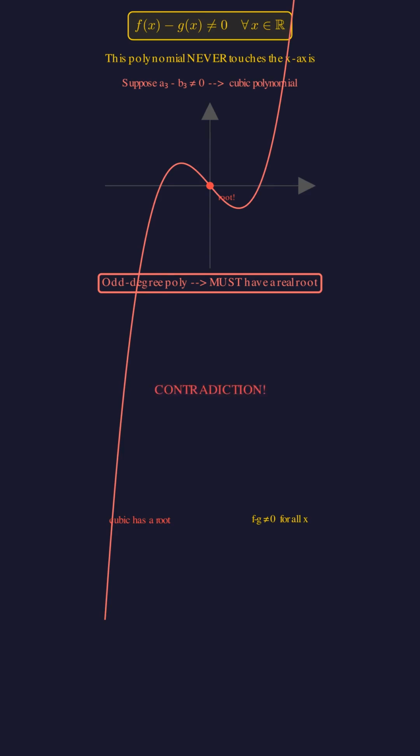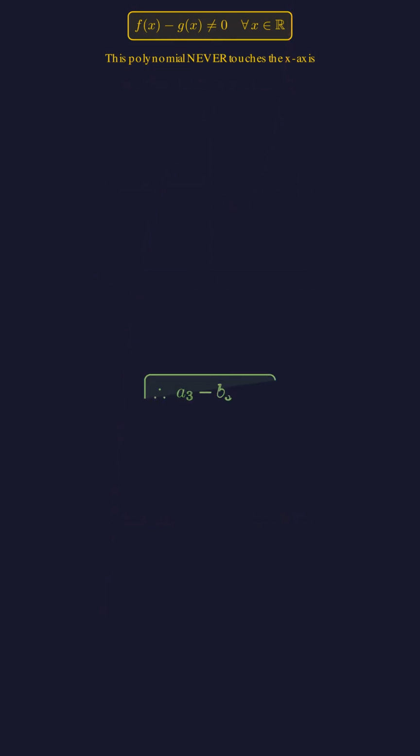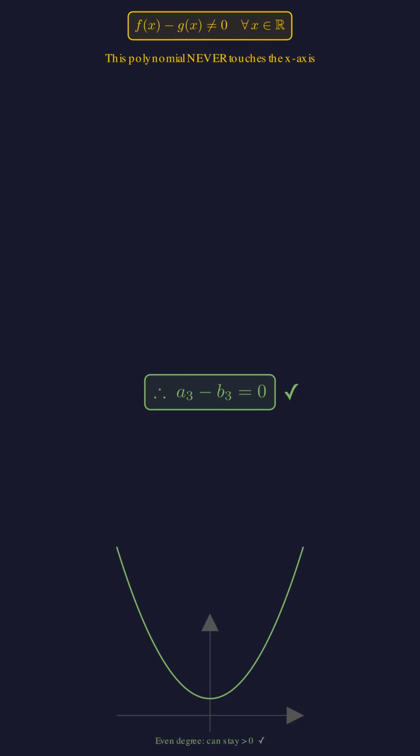And here's the fact every JEE student must know. An odd degree polynomial always crosses the x-axis. It goes from minus infinity to plus infinity, or the other way around. It must have at least one real root. So if this polynomial never equals 0, it cannot be a cubic. Therefore, a3 minus b3 must equal 0. So a3 equals b3. Plugging back in, the coefficient of x cubed in h of x equals 0 minus 4, that is minus 4.